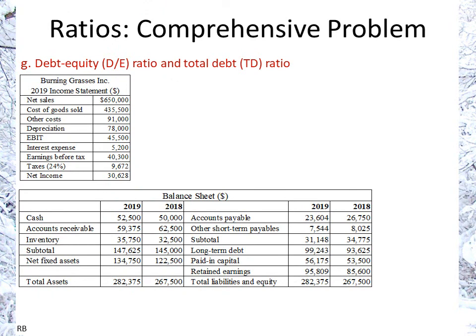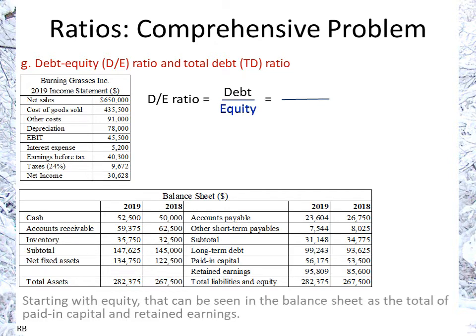Now we're moving to leverage, that's debt equity and total debt ratios. One thing we have to keep in mind is that when we talk about the debt, it normally refers not to just the debt, but any other liabilities. So it's total liabilities over total equity, actually. So the equity, you can see the balance sheet is a total of the paid-in capital and retained earnings. So that's these two. That's 151,984.